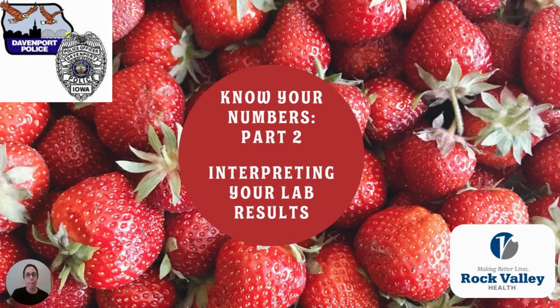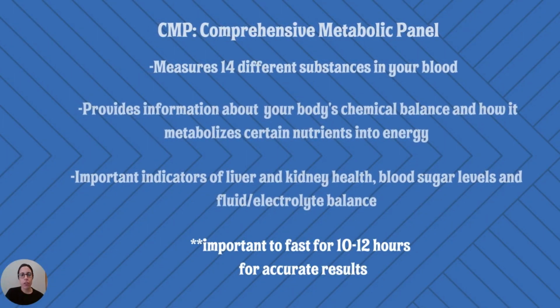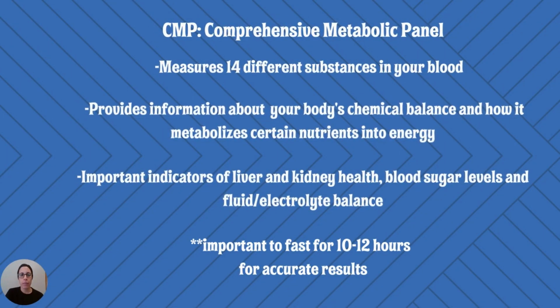So let's get started. Today we're going to focus on the CMP lab values, which is a comprehensive metabolic panel. It actually measures 14 different substances in your blood and provides us with information about your body's chemical balance and how it metabolizes certain nutrients into energy. And it's also an important indicator of liver and kidney health, as well as your blood sugar levels and fluid and electrolyte balance. And for this test specifically, it is really important to make sure that you fast for 10 to 12 hours for accurate results.